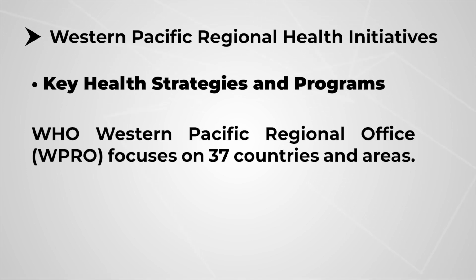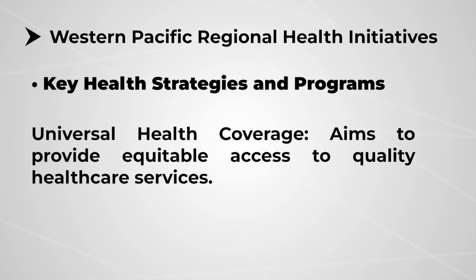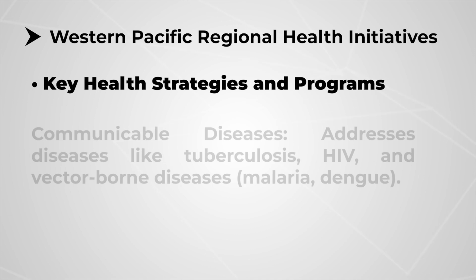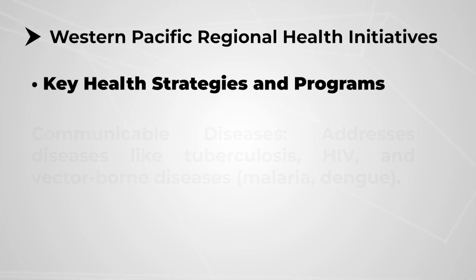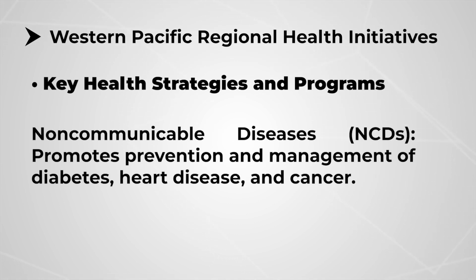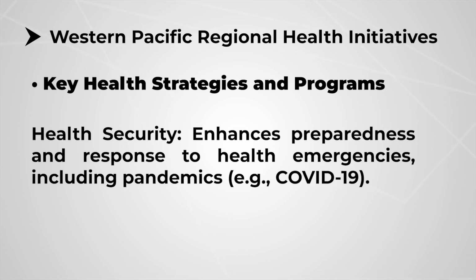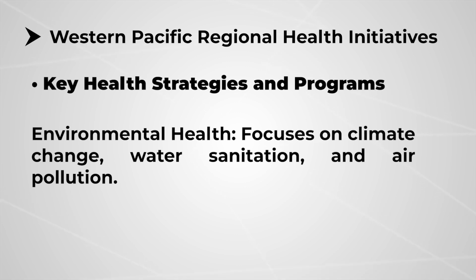Now, Western Pacific specific regional health initiatives, like key health strategies and programs. The WHO Western Pacific regional office focuses on 37 countries and areas, like universal health coverage, which aims to provide equitable access to quality health services. Communicable disease addresses diseases like tuberculosis, HIV and vector-borne diseases, malaria and dengue for example. Non-communicable disease promotes prevention and management of diabetes, heart disease and cancers. Health security enhances preparedness and response to health emergencies, including pandemics like COVID-19. Environmental health focuses on climate change, water sanitation and air pollution.